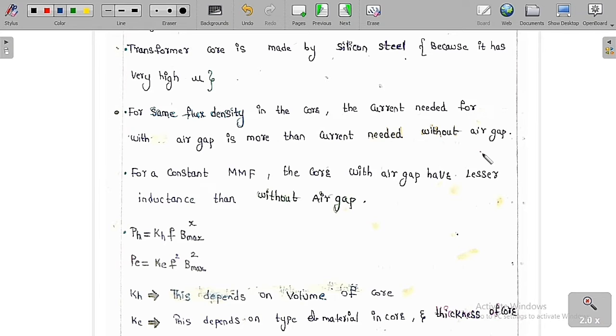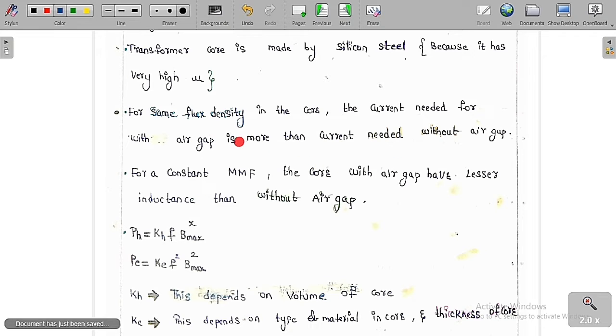As reluctance increases, if you want a constant flux, then you need a huge amount of current, because N into I is equal to phi into R. So as R increases and you need phi constant, then definitely you have to increase the I. Then only can we keep phi constant, because phi is equal to NI by R.